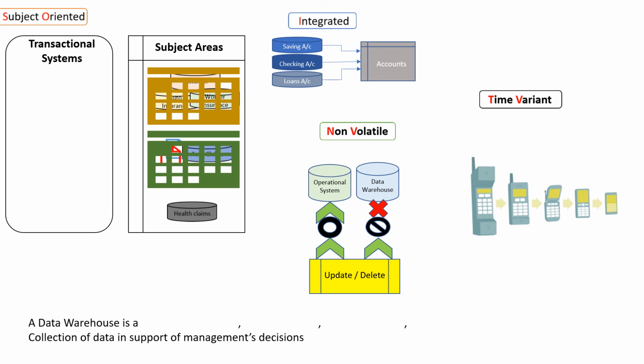So I hope now this definition will make more sense to you: a data warehouse is a subject oriented, integrated, non-volatile, time variant collection of data in support of management decisions. This way we will be able to slice and dice the information in a proper manner, and you get more meaningful information that will be useful for management's decisions.